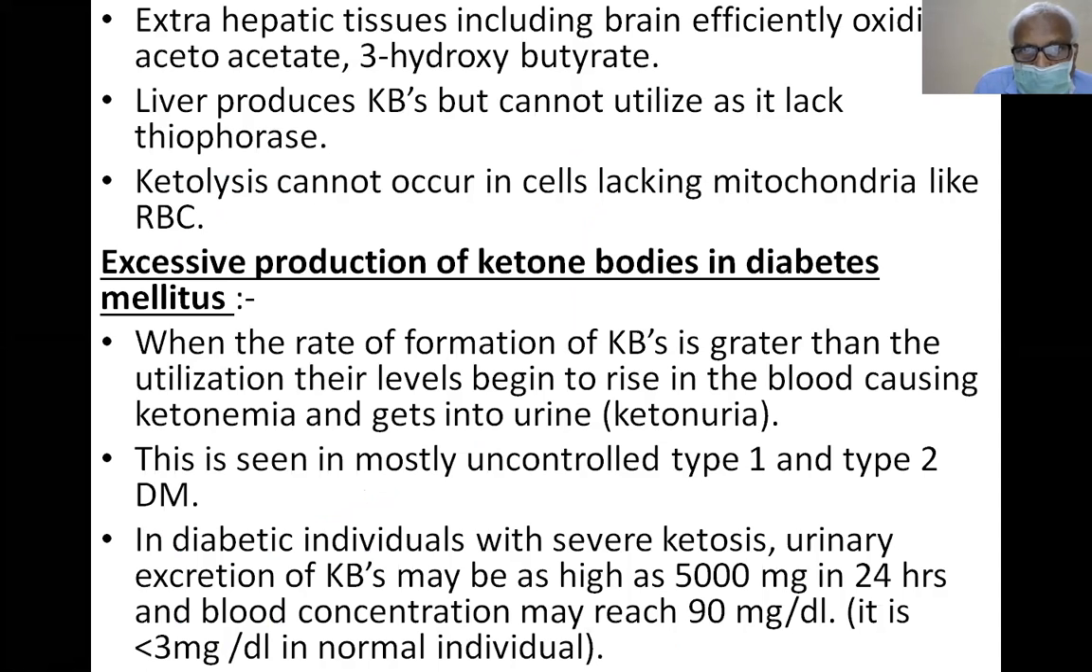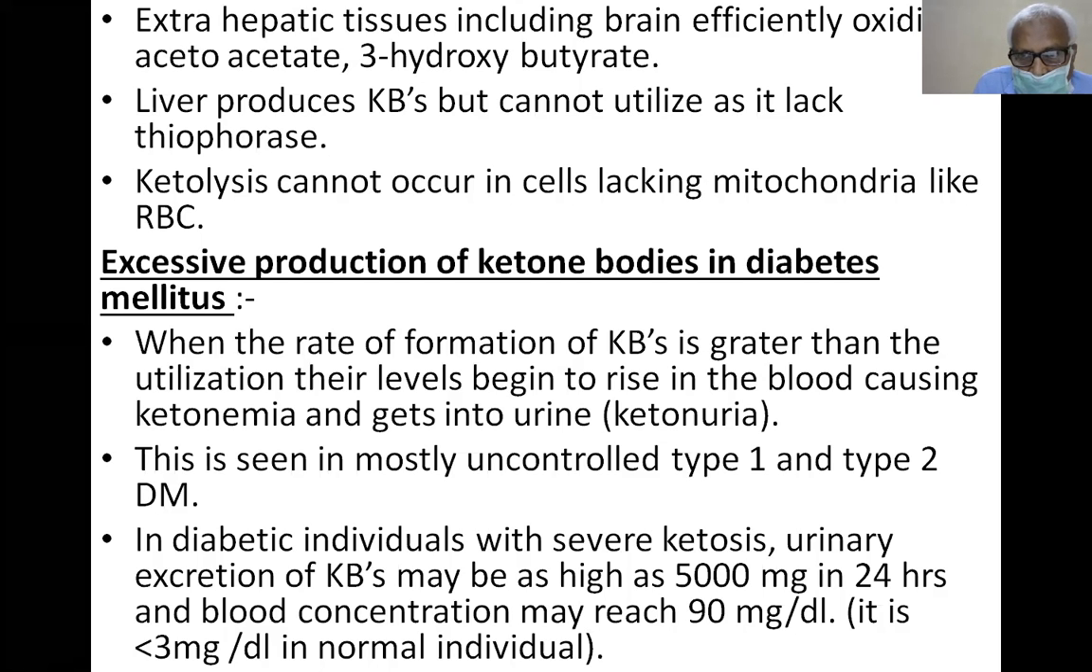So extrahepatic tissues, including brain, efficiently oxidize acetoacetate and beta hydroxybutyrate. When the emergency comes, when there is no blood glucose in severe starvation, then there is no other way for the brain but to accommodate with beta hydroxybutyrate, ketone bodies. Liver produces ketone bodies, but it cannot utilize them because it does not have the thiophorase enzyme. Ketolysis cannot occur in cells lacking mitochondria, like RBC.